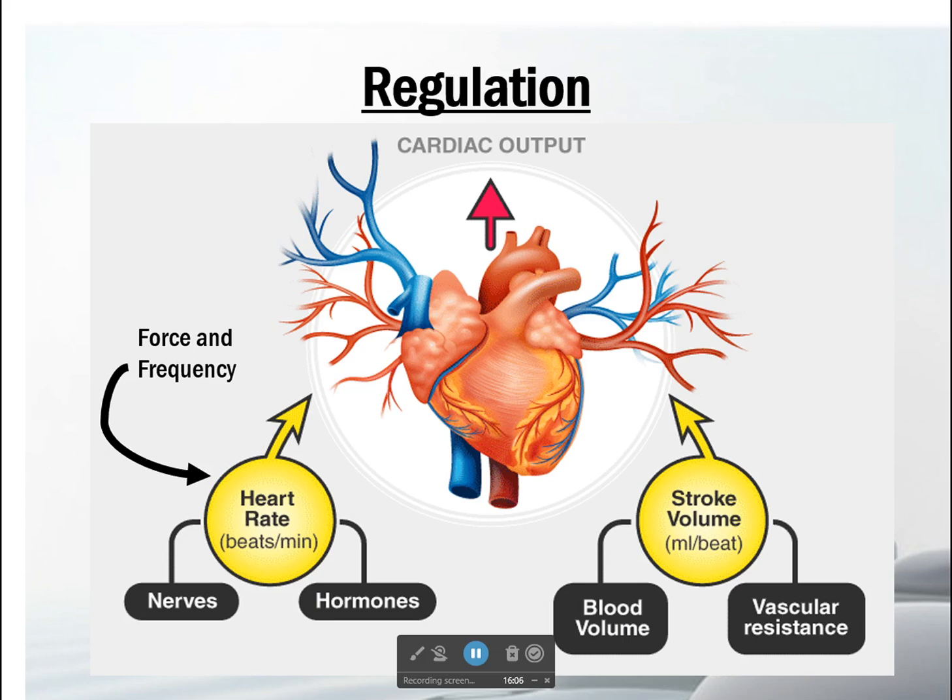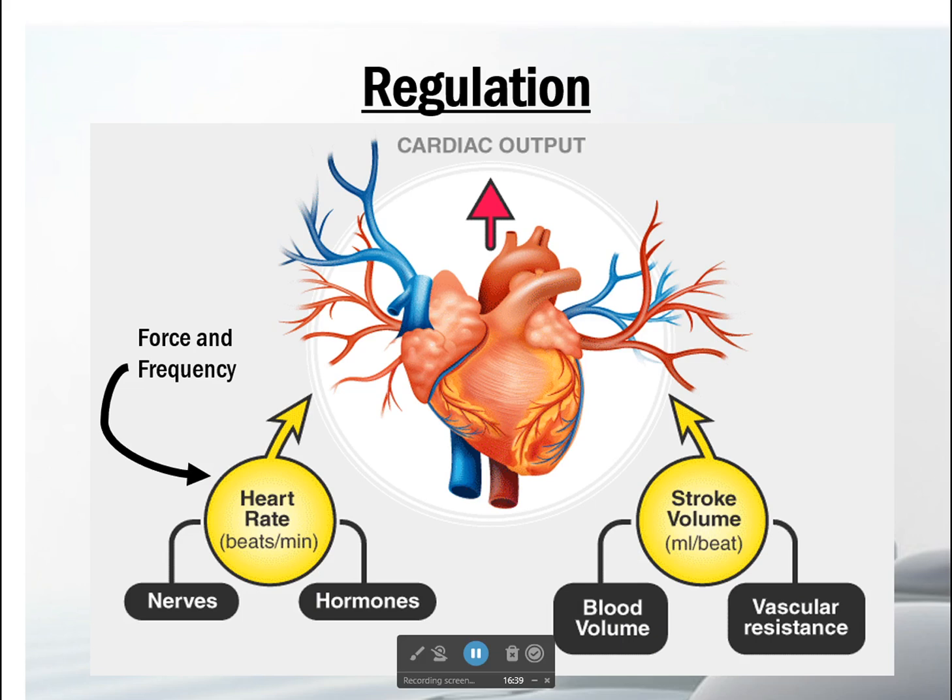Cardiac output is so many liters per minute. Stroke volume provides you the liters. The beats per minute, your heart rate, provides you the stroke volume per minute. So if you take the stroke volume, liters, and multiply that by heart rate, now you have cardiac output, a liters per minute. Heart rate is essentially force and frequency.